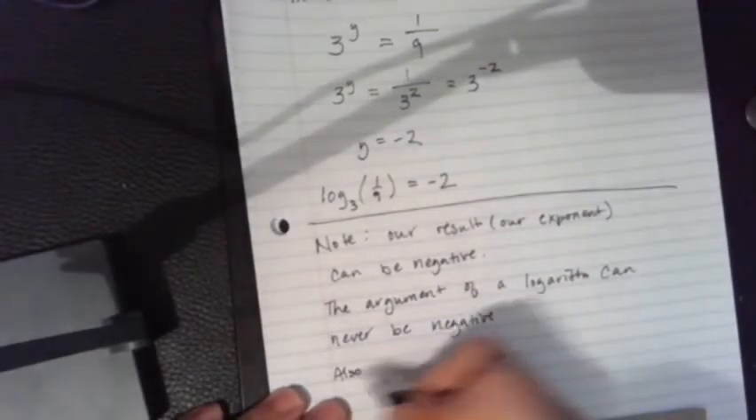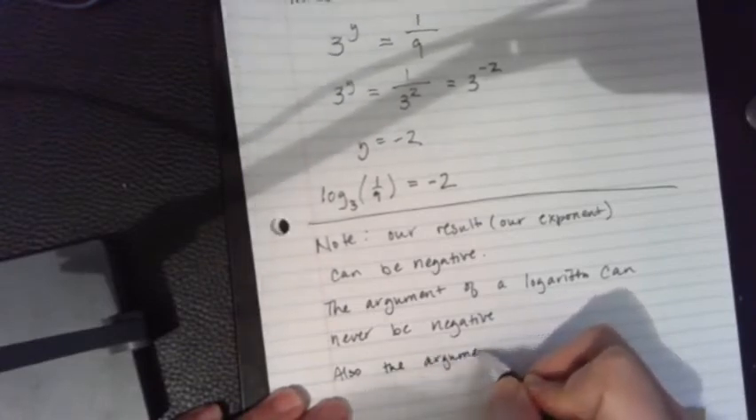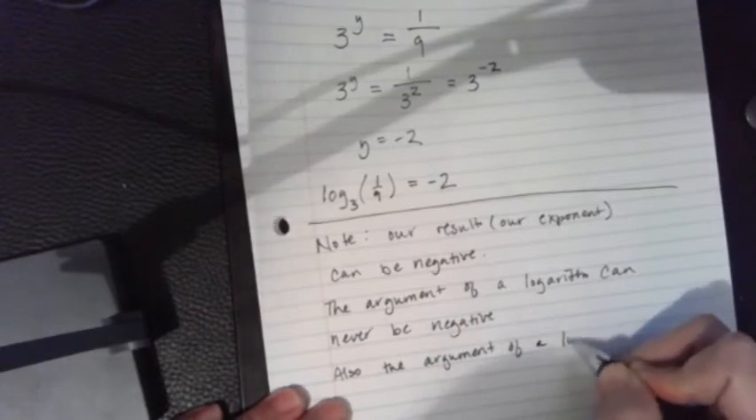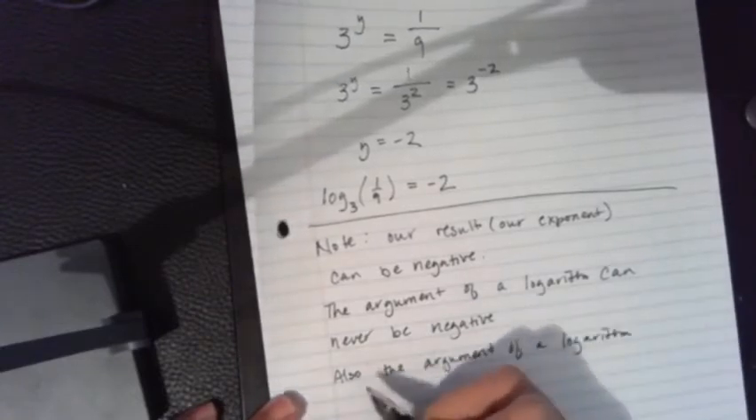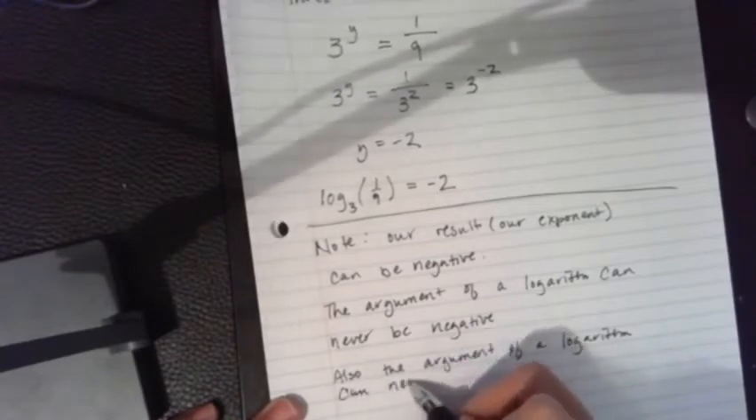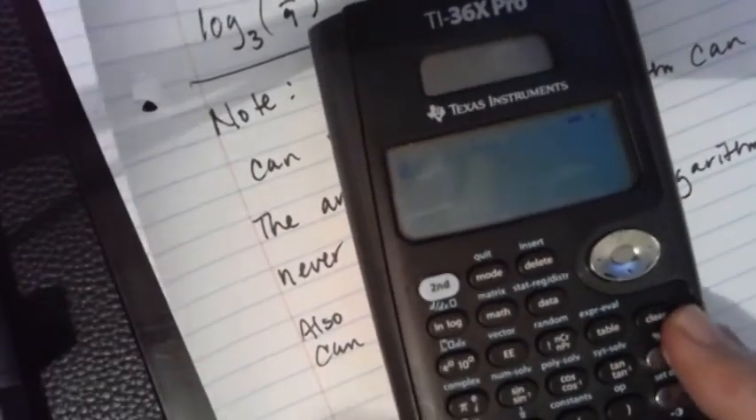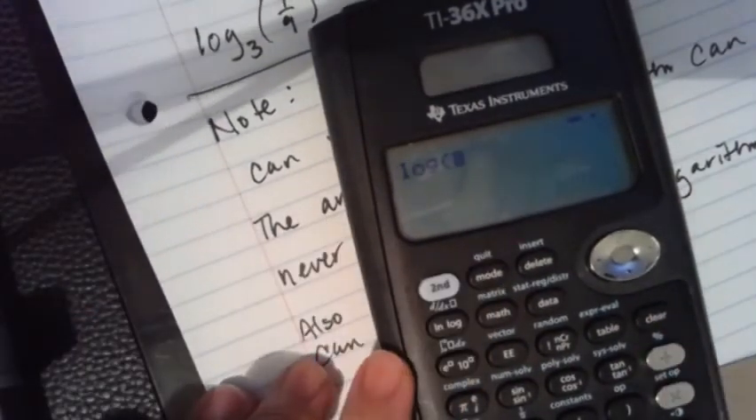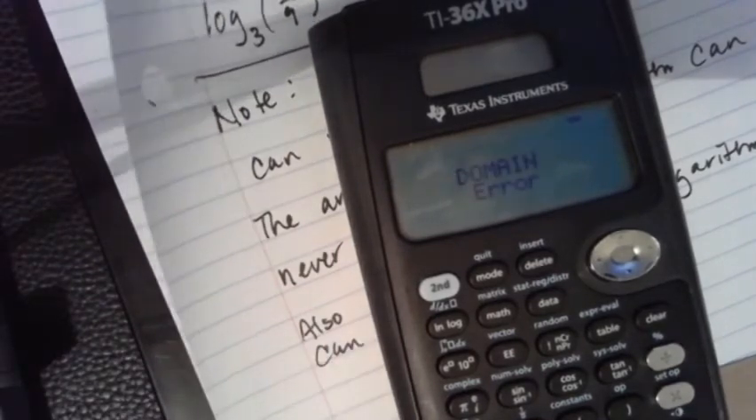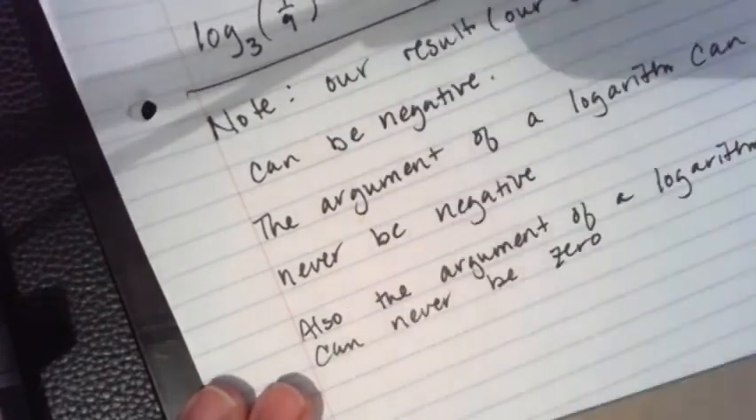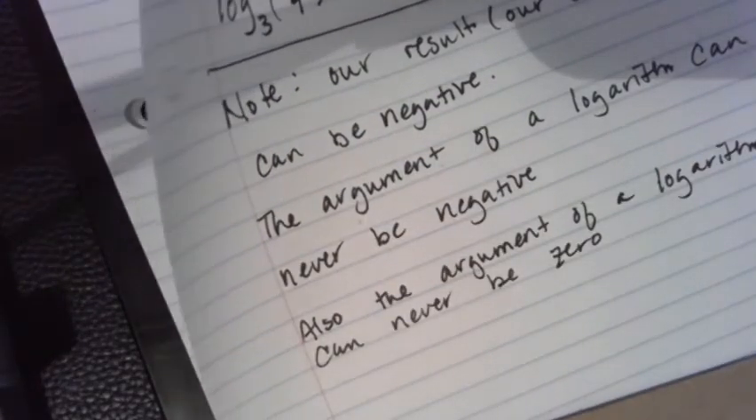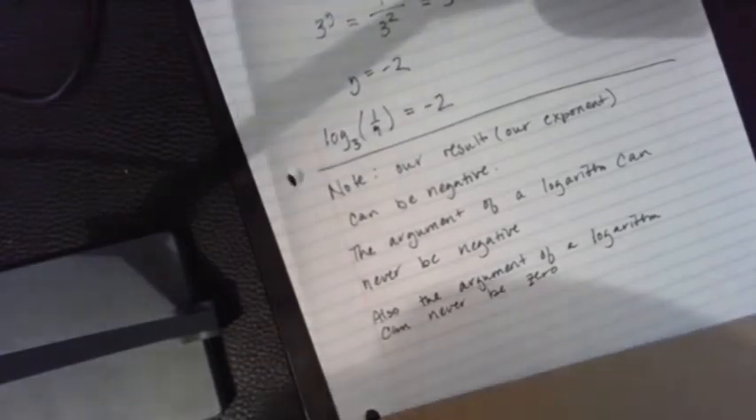Also, the argument of a log can never be 0. So if I have log base 10 of 0, I also get a domain error. You can't put an exponent on a positive number that is going to make it 0. Remember, our bases had to be greater than 0. So you'll never be able to put an exponent on there that is going to make it 0.